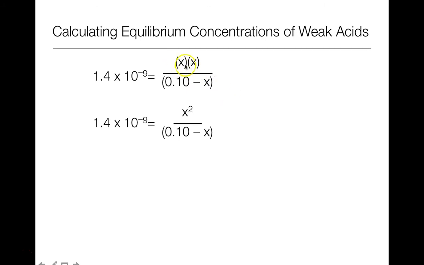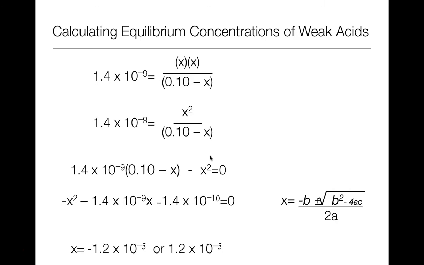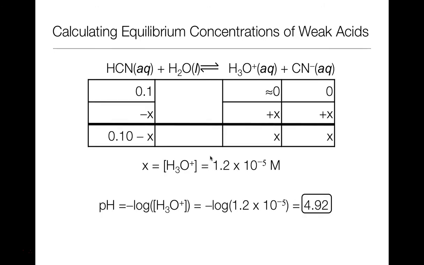We combine terms, so the x's become x squared, and we're left with this expression. We can rearrange. Sorry, I got a little bit messed up, but you know what that is. It's a quadratic equation. Plug it in. We're going to get two values for x, one negative, one positive. Having a negative concentration doesn't make sense, so we choose the positive value.